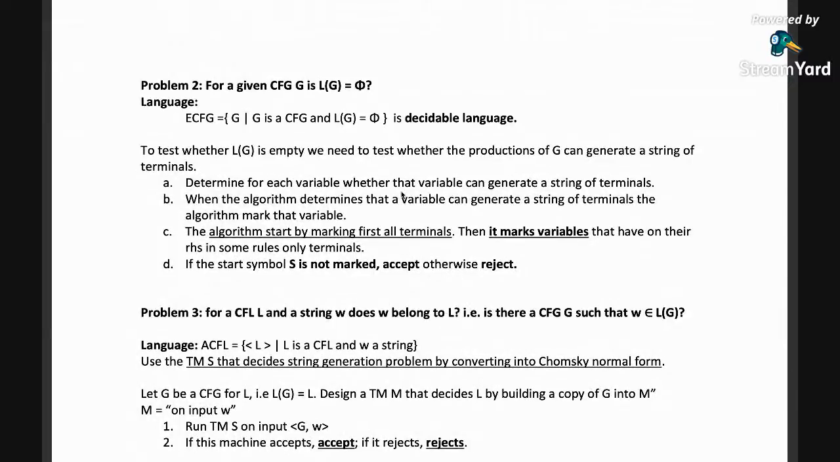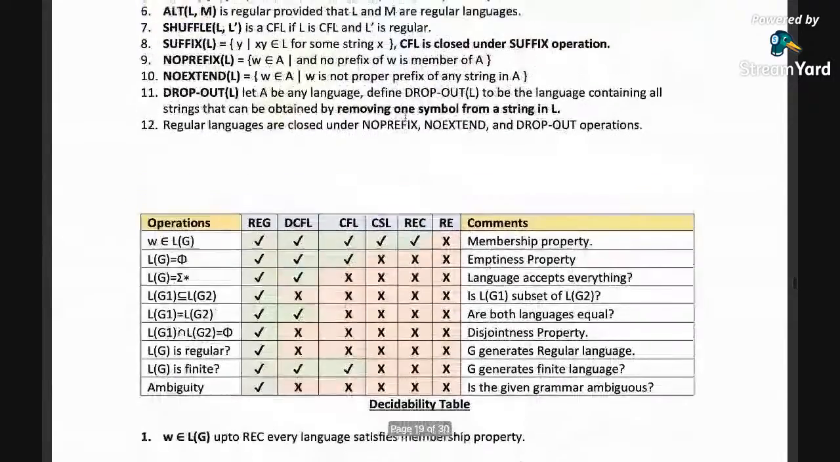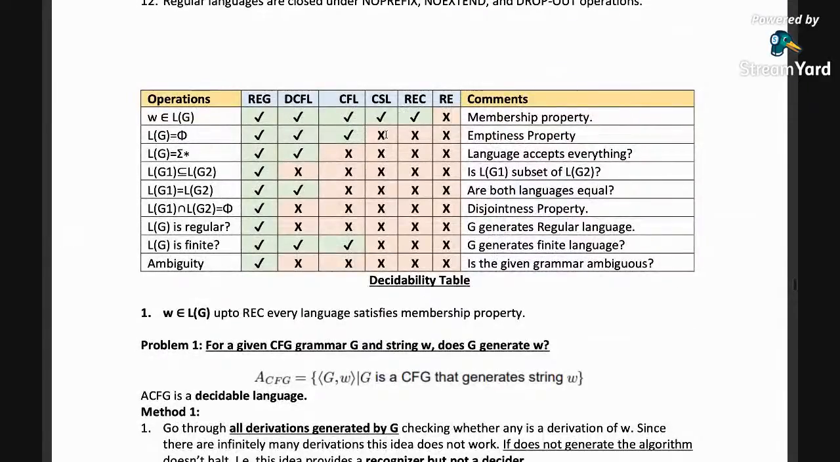For a given context-free grammar G, is the language of G empty? This is the emptiness problem, and it is decidable for context-free languages. The emptiness problem is not decidable for context-sensitive, recursively enumerable, and recursive languages.